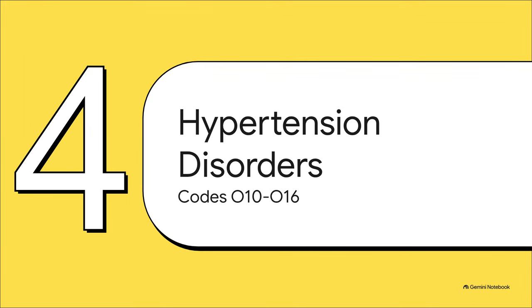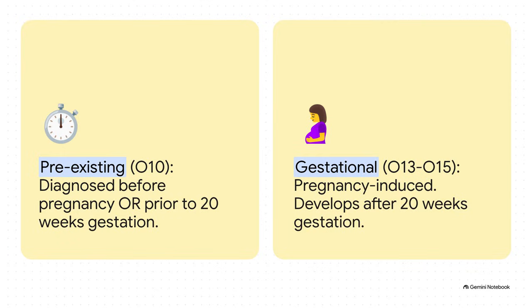Hypertensive disorders. Okay, hypertensive disorders during pregnancy can be incredibly complex to code because the clinical picture just changes so fast. But this breakdown brilliantly illustrates the fundamental split you just have to memorize. On the left, we've got pre-existing hypertension under category O10. The magic rule here is timing. It was diagnosed before the pregnancy or before 20 weeks gestation.